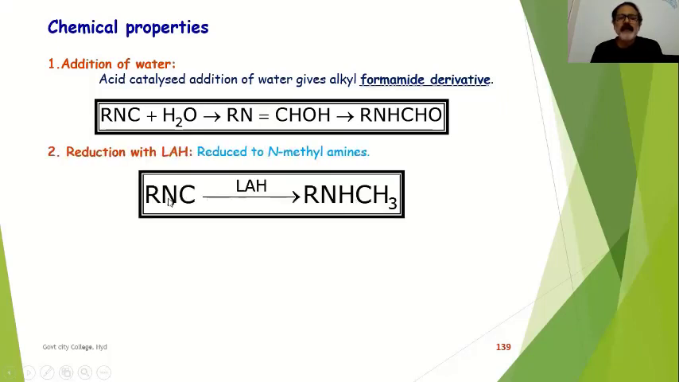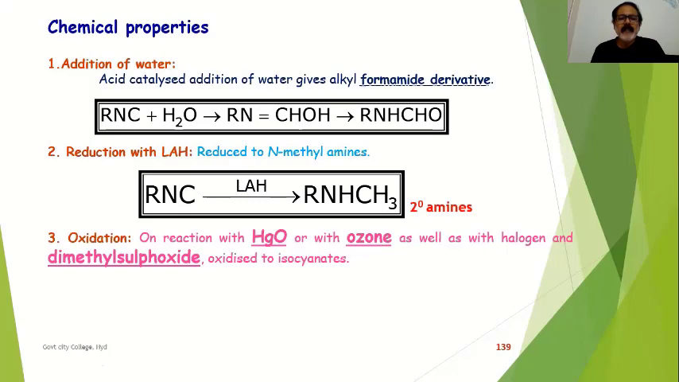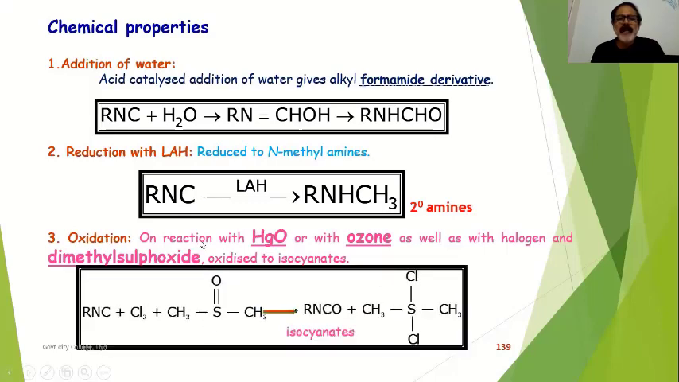And reduction. When reduction occurs, hydrogens are added to isocyanides. So nitrogen and carbon will get hydrogens, and the triple bond will be reduced. When it is reduced, you can see this nitrogen has two groups on the two sides. So you are getting a secondary amine. So cyanides give primary amine, and isocyanides will give secondary amine. Then oxidation. Oxidation is simply adding oxygen from outside. When you are adding oxygen, this can be with silver oxide, or we can take ozone, or we can take dimethyl sulfoxide. All these compounds, this cyanide, will react with the oxygen to give isocyanates.